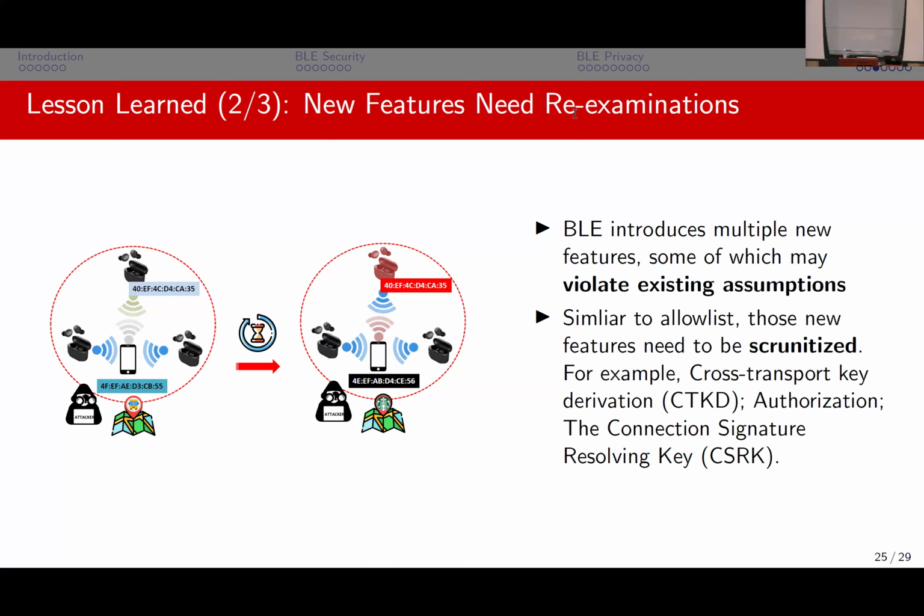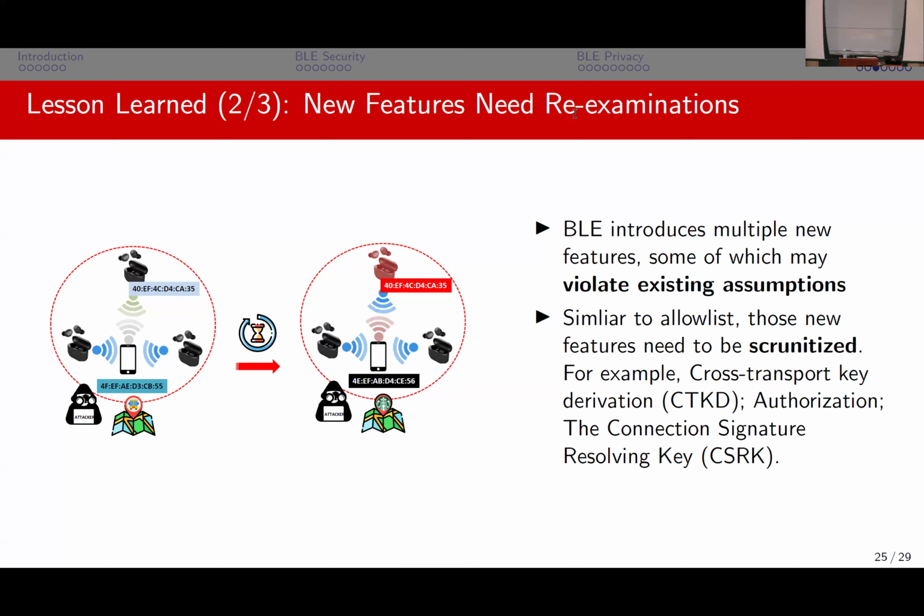So basically, BLE has so many features. Okay, I only talk about the allow list feature. They have some other features, okay? Their specification is like 3,000 pages. It's very complicated. Like 5G also has thousands of pages of specification.